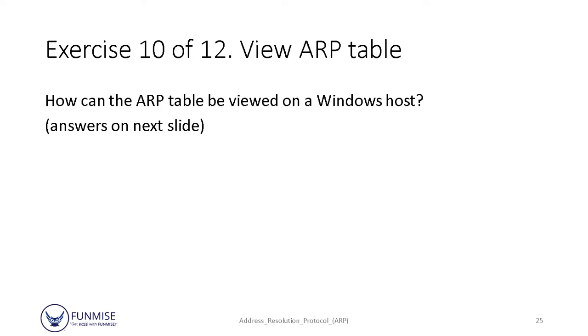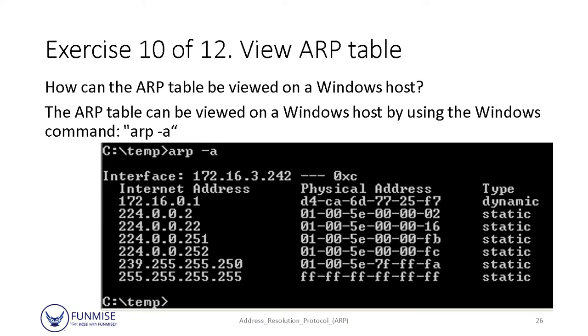Exercise 10 of 12. Viewing the ARP table. How can the ARP table be viewed on a Windows host? Now, you can view the ARP table on a Windows host by using the command shown here, arp -a. And this is the command here typed in on a Windows host, and this is the resultant output.